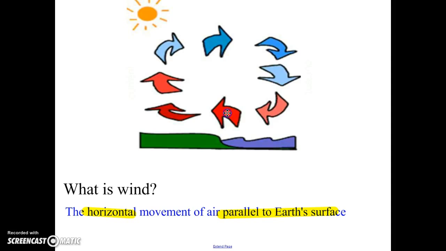And they would be this bottom red one here, because the air is going horizontally or parallel to the surface, and the arrow directly above it. When air is rising or sinking, we don't call it wind, we call it a current. So you would have currents on the sides where the air is rising and sinking.